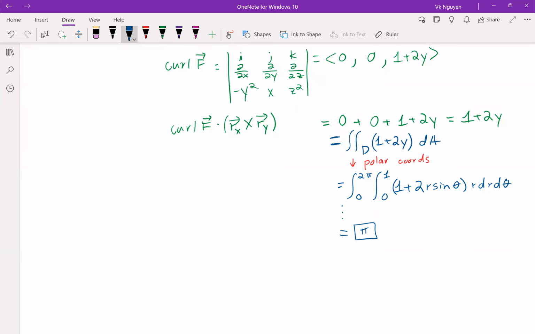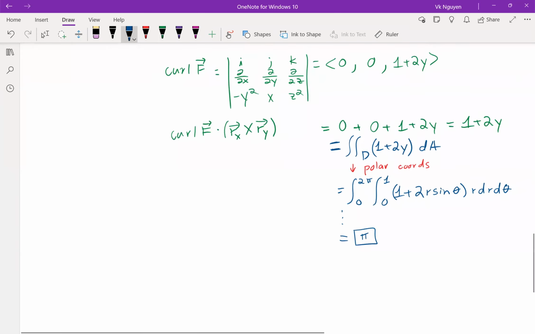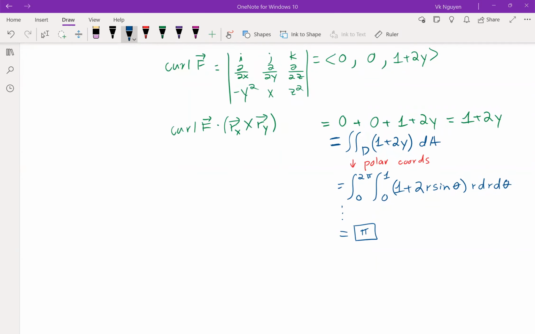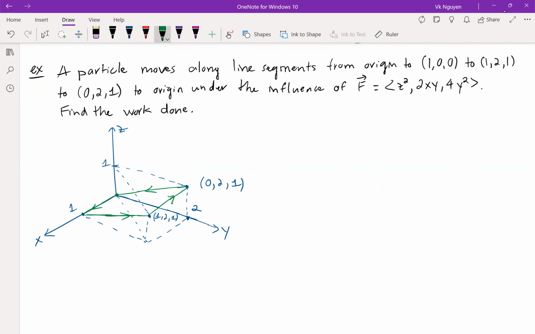I have another example that I want to cover for you to see the glory of Stokes' theorem. Okay, here comes an example so that you can see the glory of Stokes' theorem. If you look up here, that is the path that the particle is moving. It is moving in a cycle.